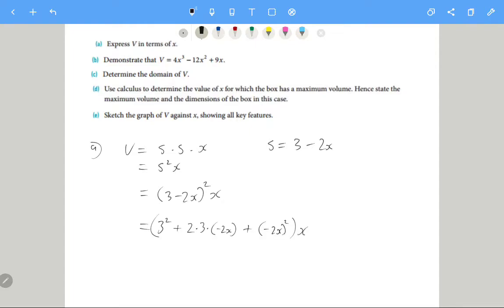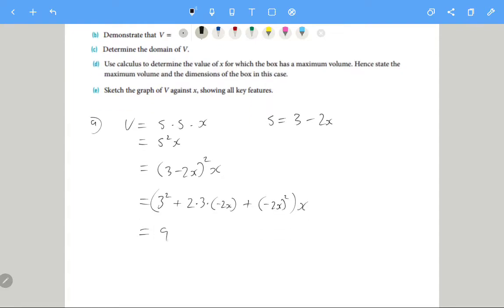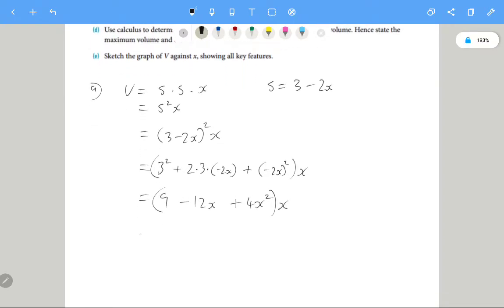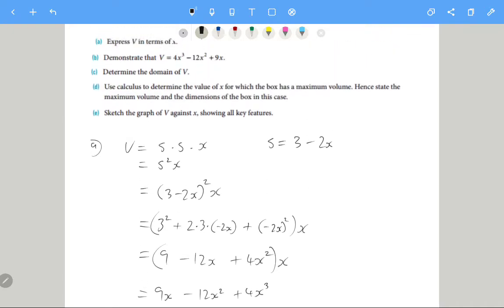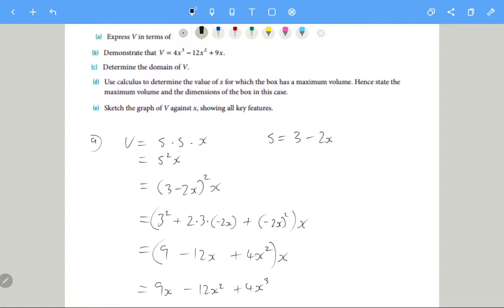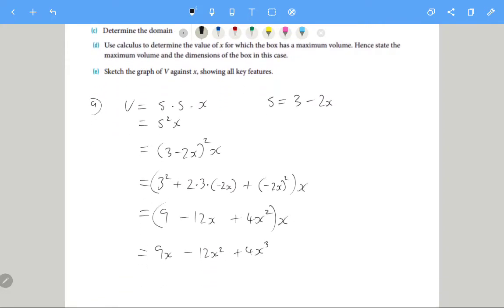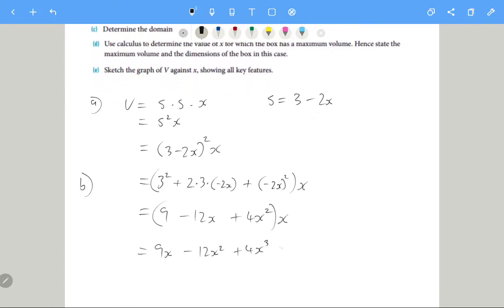So let's do that. Expanding the first brackets, we get 9 minus 12x plus 4x squared, and multiplying by the outer x, we end up with 9x minus 12x squared plus 4x cubed, which is exactly what we needed to show for part B. So that's part B answered as well, right there. Obviously, we should just reorder it so it looks right.